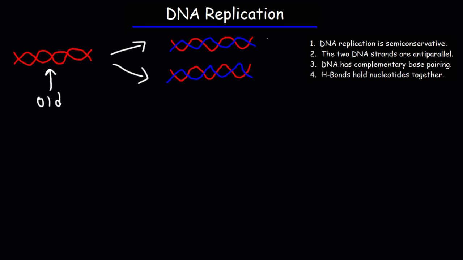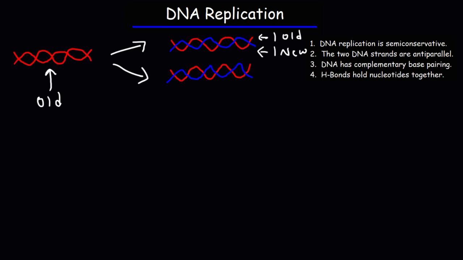In each new copy, we can see there's one red strand and one blue strand. So we have one old strand, that's the red one, and one new one, that's the blue one. Thus DNA replication is semi-conservative. Each new strand retains one original copy, and it has one new copy.